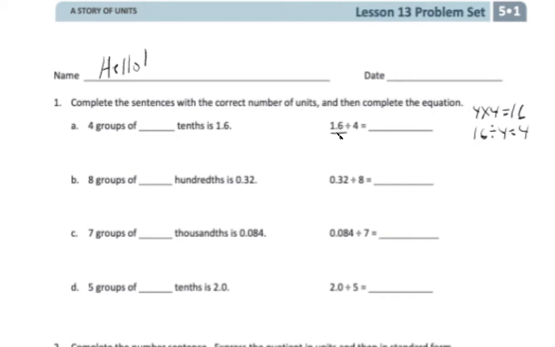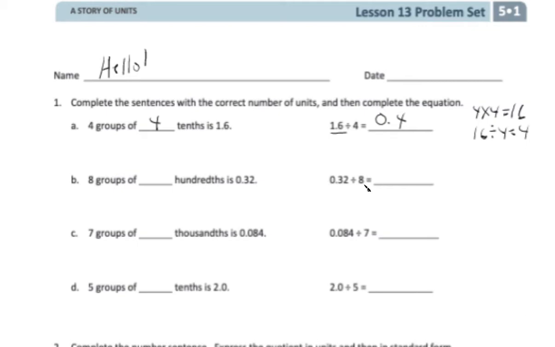Therefore, if I call this 16 tenths divided by 4, I can just say 16 divided by 4, that's just 4. But 16 tenths divided by 4 is going to be 4 tenths, right? 0.4. Now, if I take the same logic over here on this side, 4 groups of how many tenths is going to be equal to 16 tenths? Well, 4 groups of 4 tenths will be 16 tenths, or 1.6. Okay? Let's look at the next one.